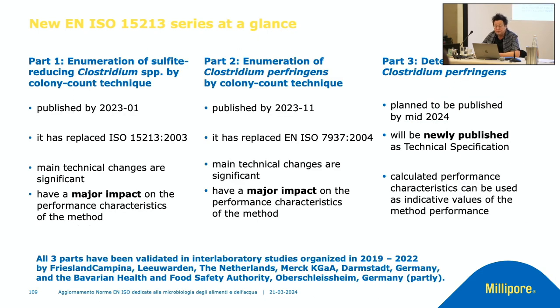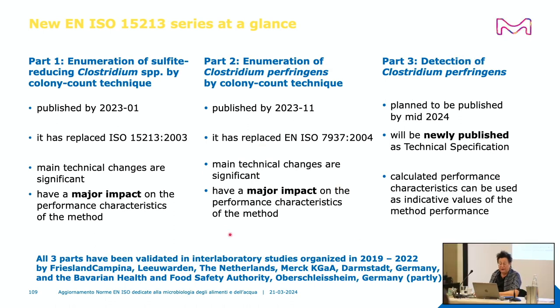So, the new at a glance, this new Clostridia series is the part 1, which will replace the former ISO 7937, or has replaced the former version of 2003. Main technical changes are significant and have a major impact on the performance characteristics, need a verification, same like for part 2. And part 3, we have to say it is a newly published technical specification.